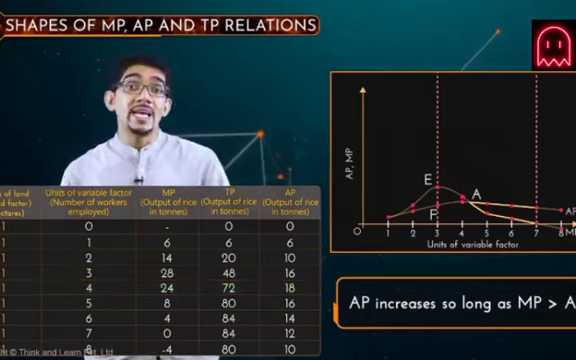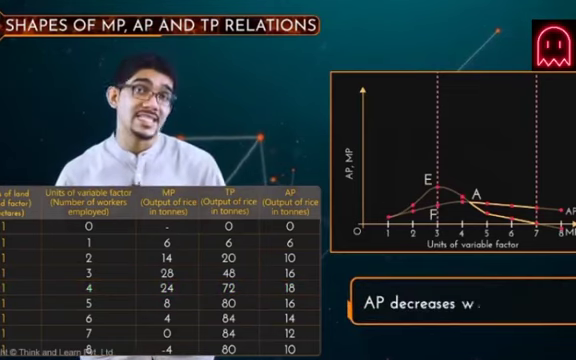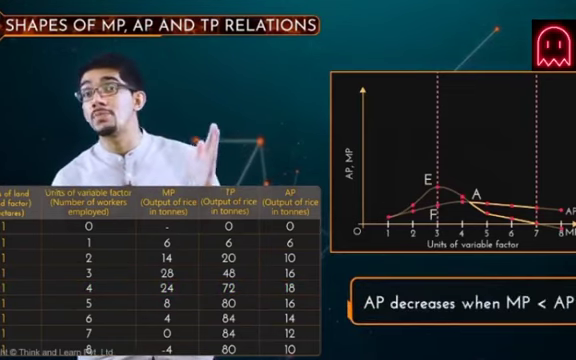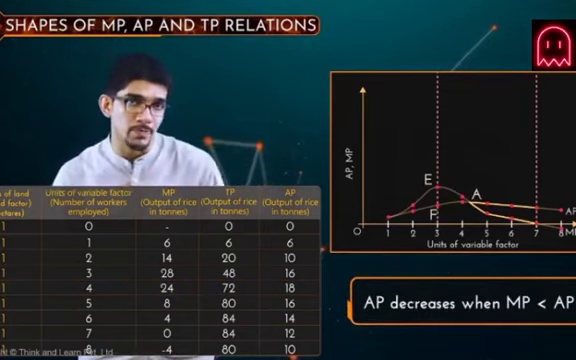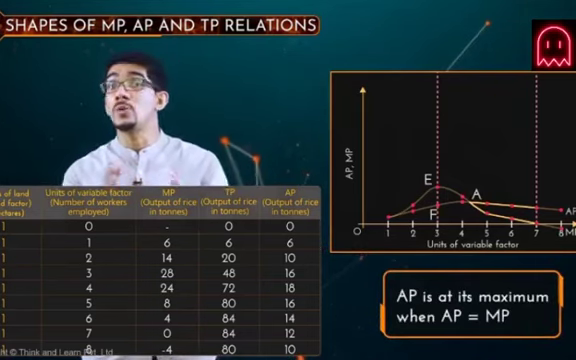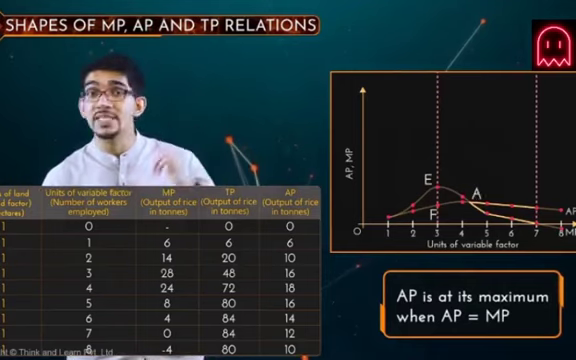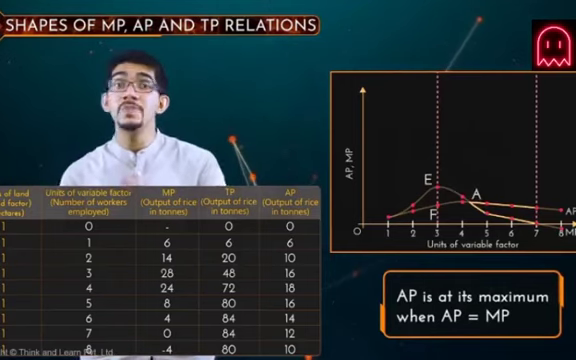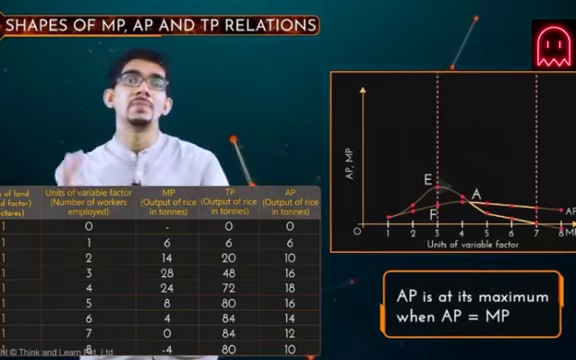2. AP decreases when MP is less than AP. It happens beyond the point A, where AP is at its top. 3. AP is at its maximum when AP equals MP. It is exactly at the point A in the figure. Thus, MP curve cuts AP curve from its top.